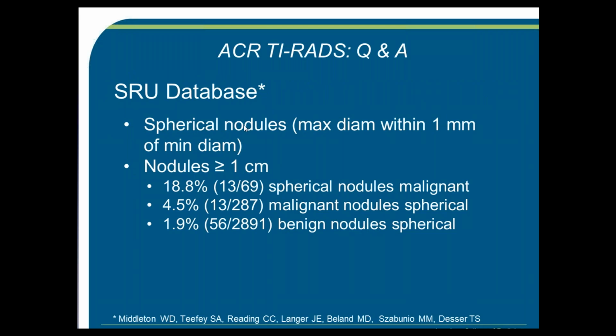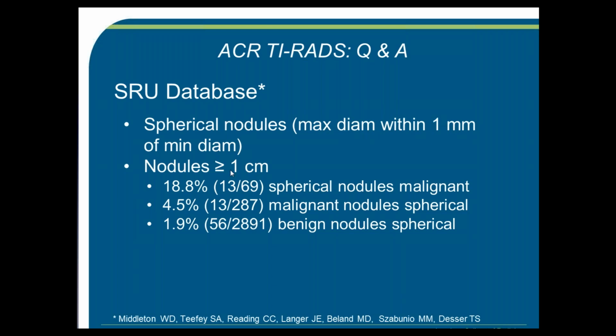But that brings up the question, what do you do with spherical nodules? And do they really not have an increased risk of malignancy compared to ovoid nodules? And there hasn't been a whole lot of study that has looked specifically at that. When I got this question, I looked back at the SRU database and specifically looked at nodules that were spherical. And I defined those as the maximum diameter was within 1 millimeter of the minimum diameter.